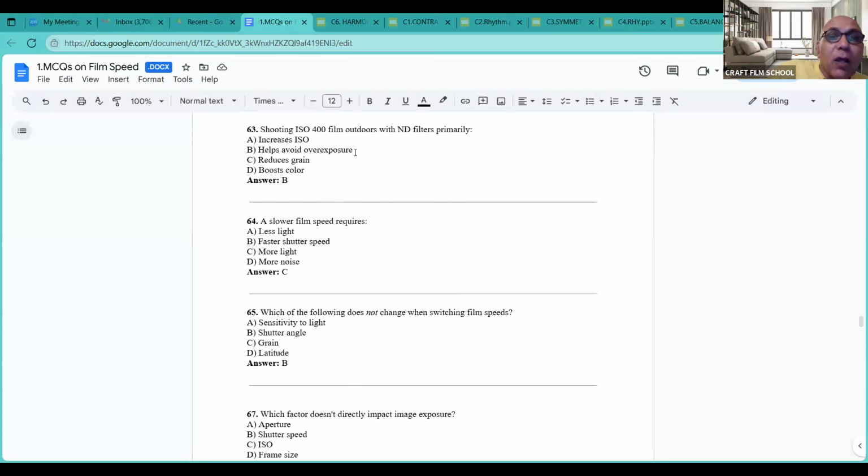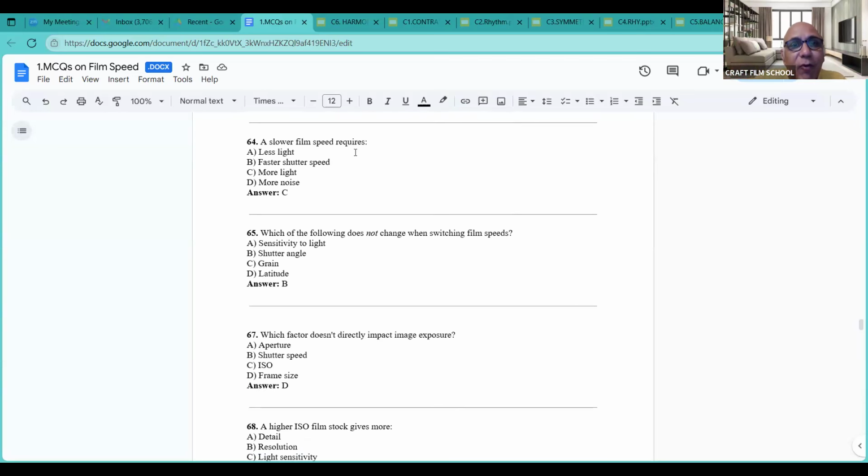It helps avoid overexposure, but there's another way. If your lens has an aperture of 32, for example, instead of f16 you can go to 32. One stop you can compensate there by cutting down the exposure. Another way is to cut down the shutter speed. But in motion picture you can't touch the shutter speed. Normally it is fixed at 1/48th of a second. So the only way is the ND filter. But for still photography, yes, you can change the shutter speed and control your exposure.